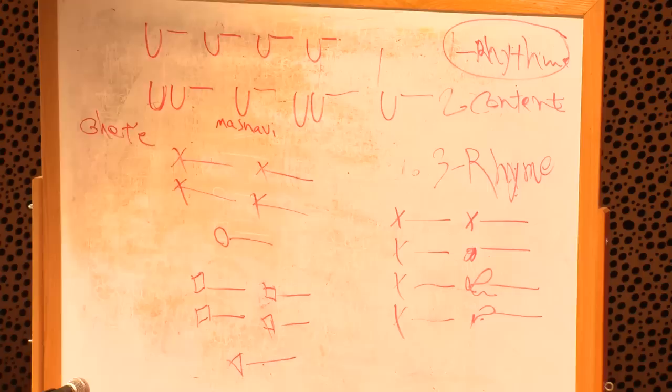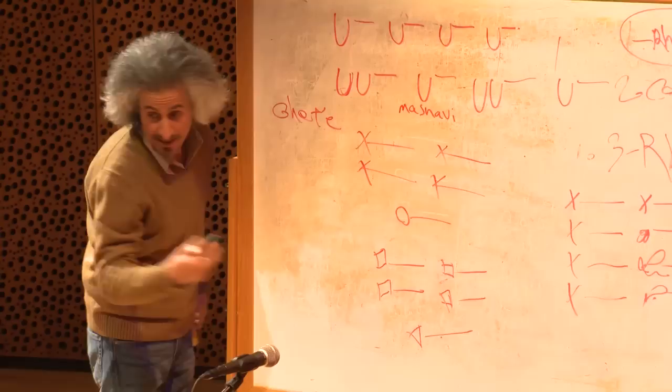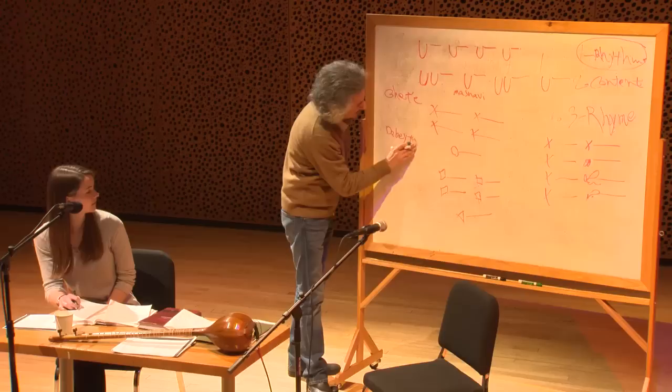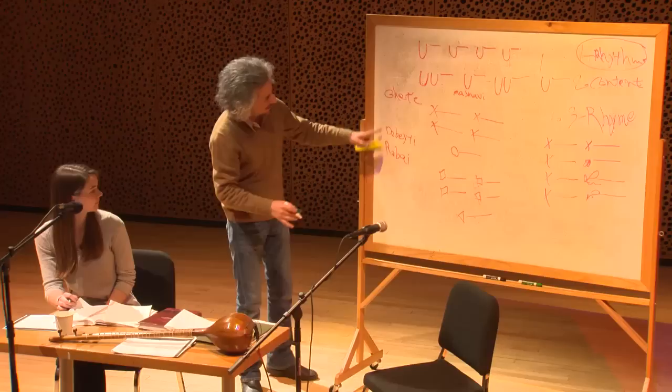Actually it's two names for this, the last one that I'll introduce, and it's دو بیتی. بیت means line and دو means two lines, and رباعی. Each of these has different rhythmic structures.